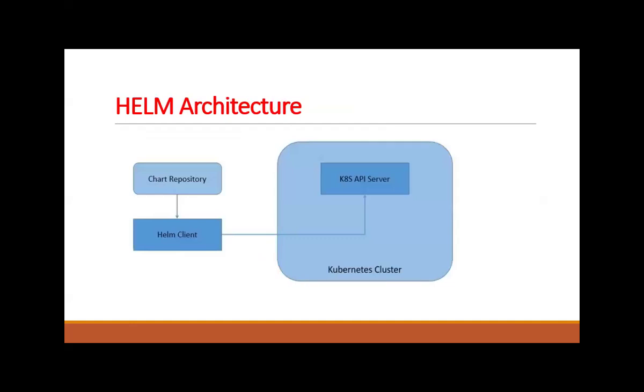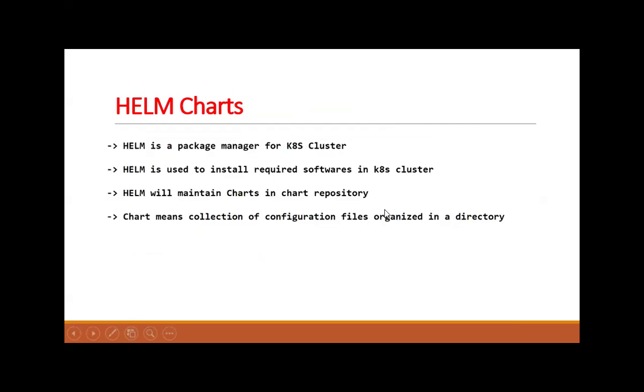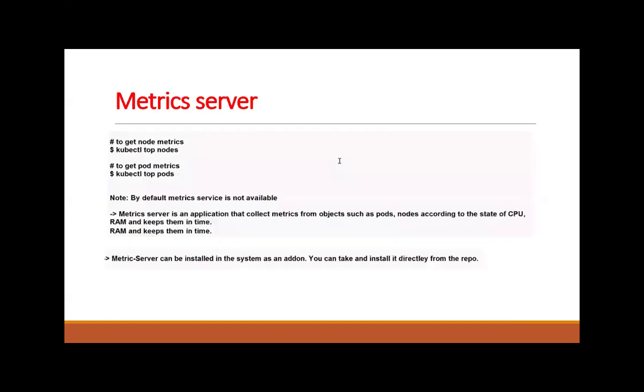So chart repository. Helm is the client to the Kubernetes API server. Helm charts: Helm is a package manager for Kubernetes clusters. Helm is used to install required software in the Kubernetes cluster. Helm will maintain charts in the chart repository. Chart means a collection of configuration files organized in a directory.